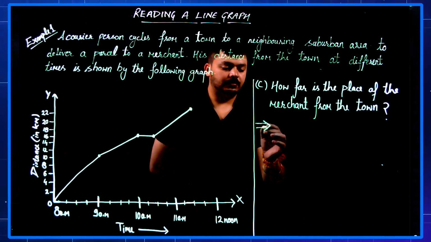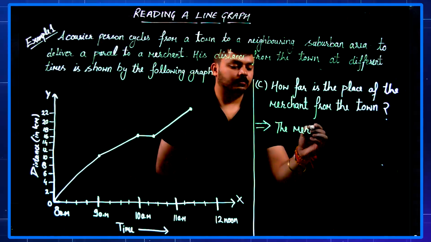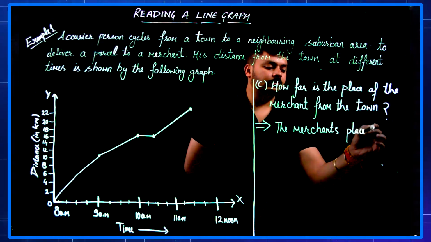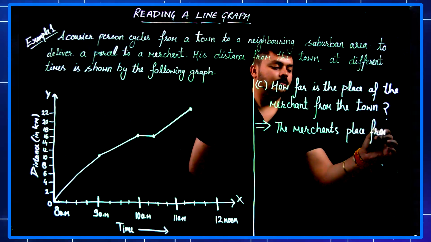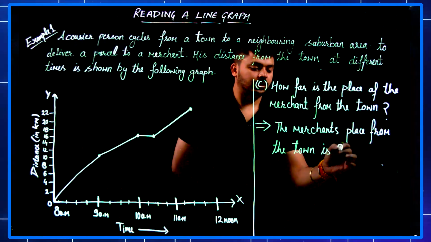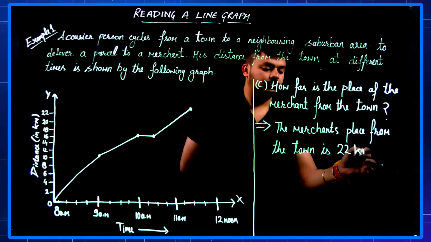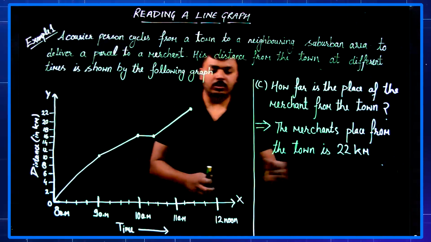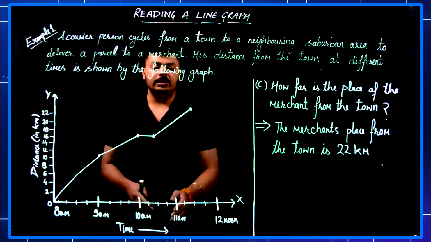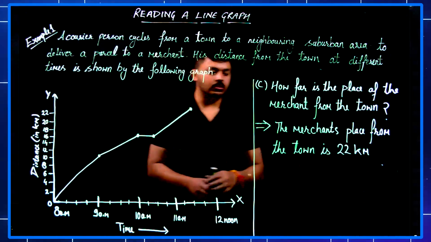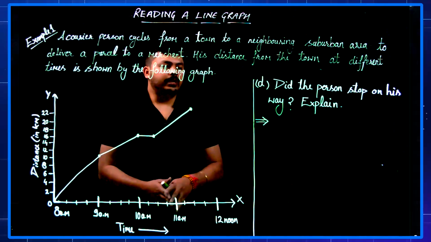So the merchant's place from the town is 22 kilometers. The merchant's place from the town is 22 kilometers, as the courier person has reached the destination, and here the distance is 22 kilometers. Now let's see part D.